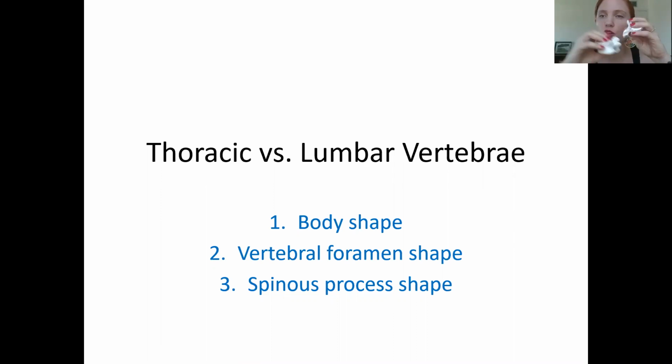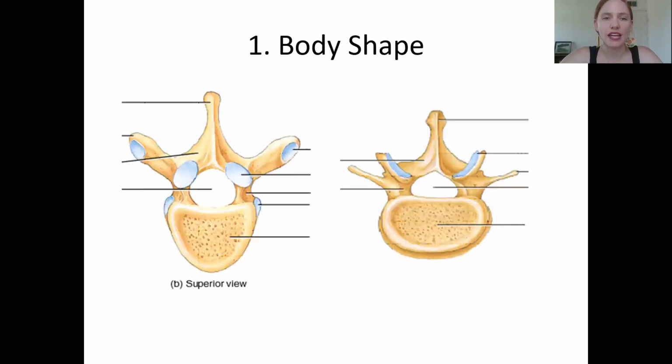So what we're gonna do in anatomy, it's really important that you focus on shapes, right? So we're all about describing shapes and comparing, contrasting shapes of the body part. Okay, so that's what we're gonna do. We're gonna distinguish these two different vertebrae regions based on shapes, starting with the body.